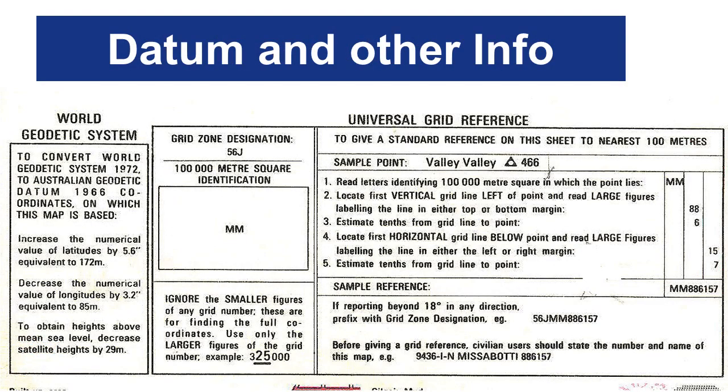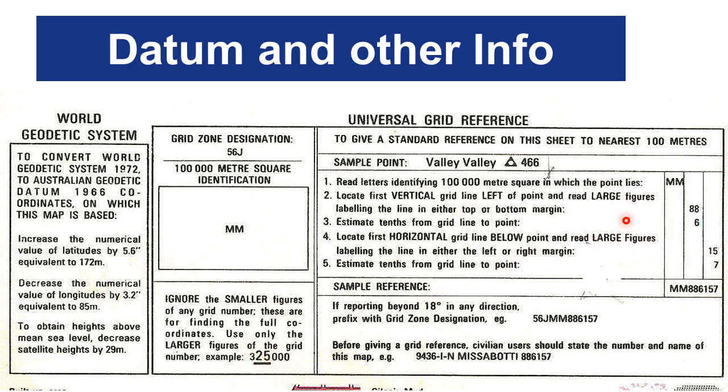Here is the information that you'll find in the marginalia about the datum. To convert from the World Geodetic System 72 to the Australian Geodetic Datum 66, you need to increase values by 172 meters, so there's that inaccuracy. Here is the grid zone designator and the 100,000-meter square identification. Here's some information telling you to ignore all the other numbers except for the large number in the margins, and that's the grid line number that we're concerned about.